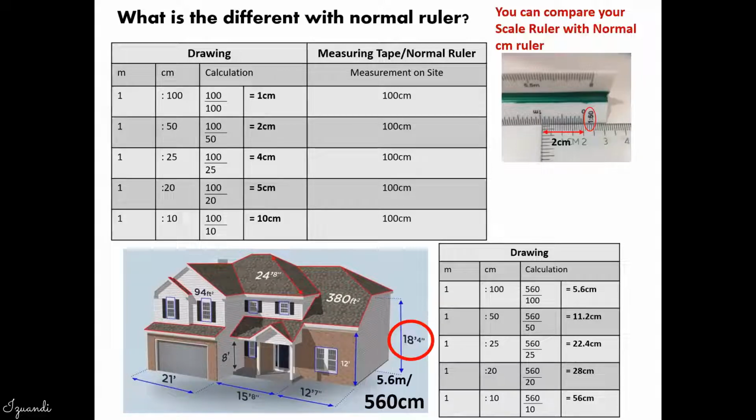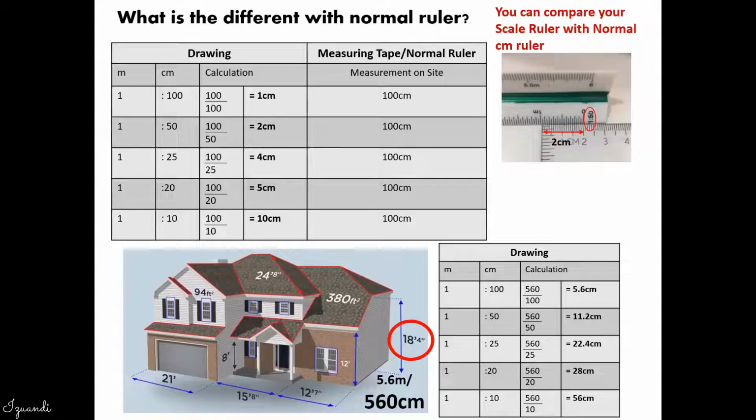For example, you have 1 to 500, and it represents 10 meters. So you need to remove the 0, make it 1 to 50, and then you will get 1 meter. The same applies for 5.6 centimeters. This is the calculation for 1 to 50, 1 to 25, 1 to 20, 1 to 10. The calculation shows here 560 divided by the scale, and then you will get the measurement. For the 5.6 centimeters, 11.2 centimeters is represented on the normal ruler.